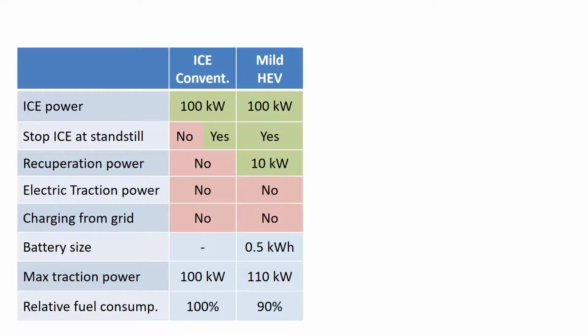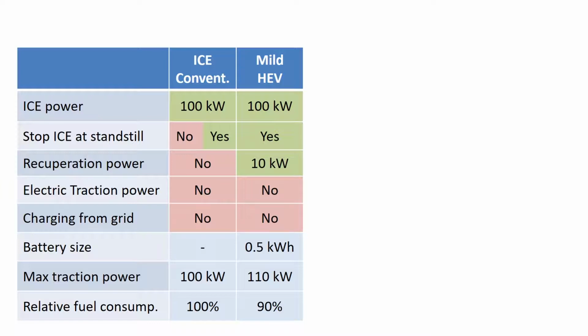To reach a fuel consumption that is low enough, the mild hybrid does not have to use all the fuel-saving abilities of hybrids, and therefore is focused on stopping the engine at standstill and regenerating up to about 10 kilowatt of braking power. To save on the hardware, the electric machine cannot be disconnected from the engine, and therefore it's not possible to drive electrically without having the combustion engine running.